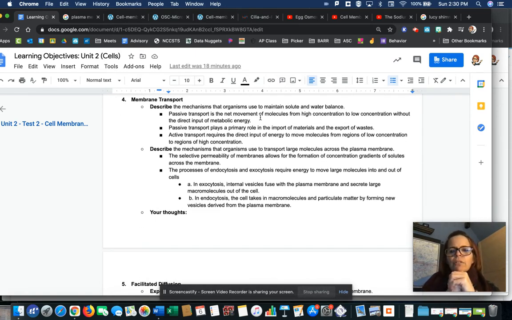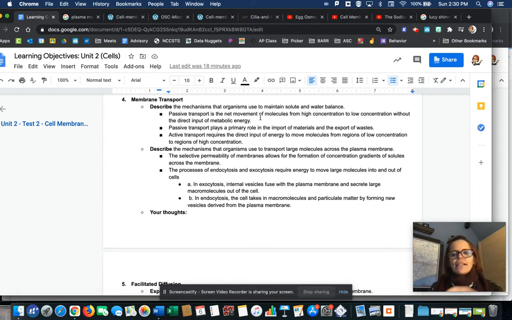All right, membrane transport. Describe the mechanisms that organisms use to maintain solute and water balance. So the first thing that we talked about was passive transport. If something is passive, it means that it did not use any kind of ATP. It didn't use any kind of energy. When you're feeling passive, you're usually not expending a whole lot of energy. If you're being active, then you're using a lot of ATP.